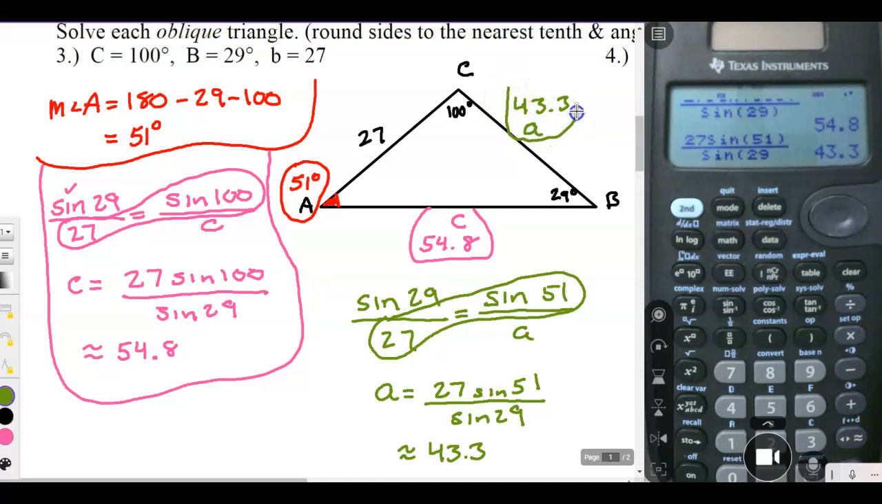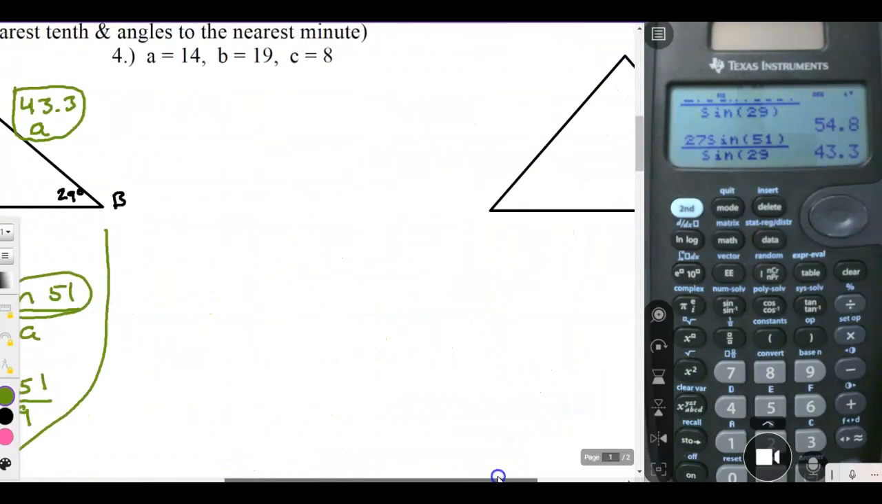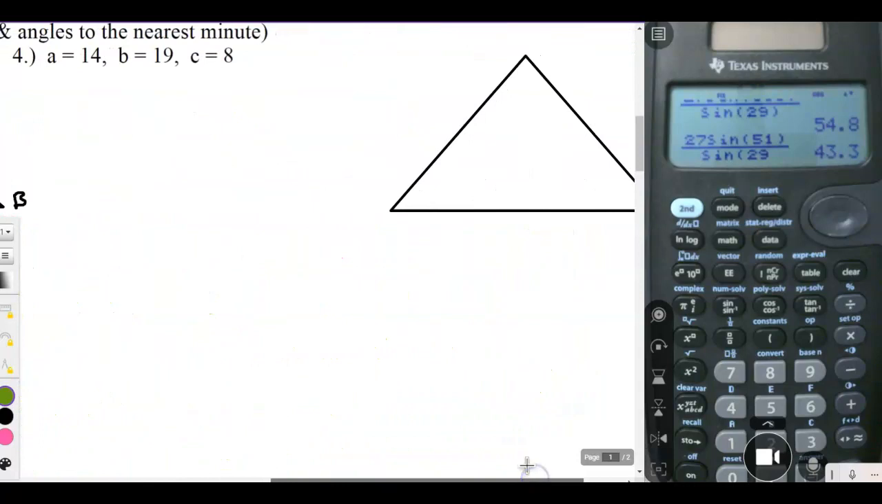Alright, and I've solved the oblique triangle. I have all 6 measurements now. Alright, let's keep on going. We've got number 4, more practice of the same thing. This time we have all sides. We only have sides on this particular problem.